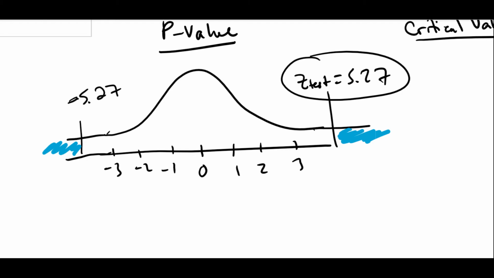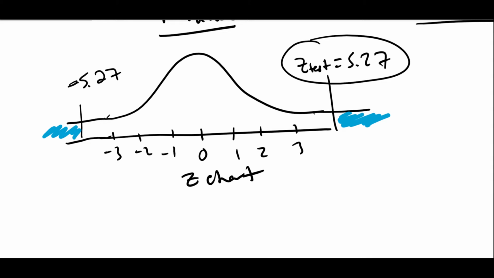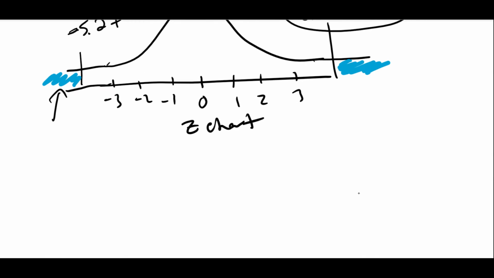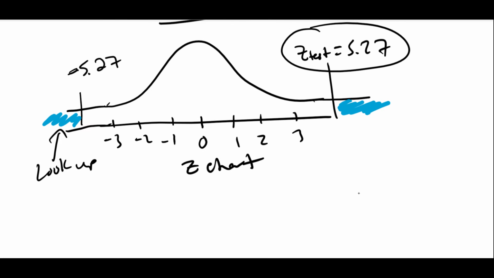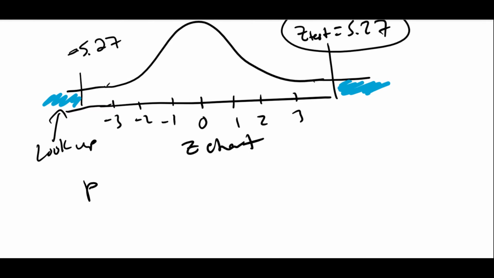So what we've got to do is look up the area on the z-chart, right? So we need to look up on the z-chart to find the p-value. Now we have two regions. If I know what this blue region is on the left, that means I know what the blue region is on the right. So let's look this up. Remember, the z-chart gives you the area to the left. So if I look up the area to the left, that's going to give me this blue region here. Let's look up the value from the z-chart, negative 5.27.